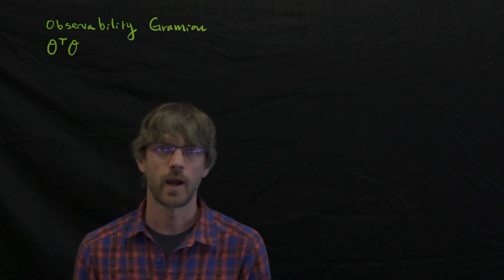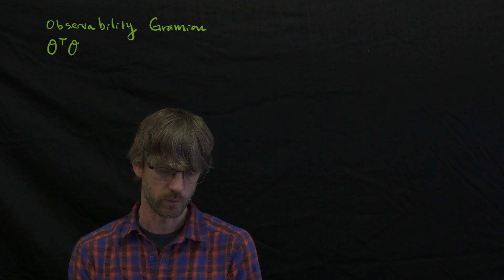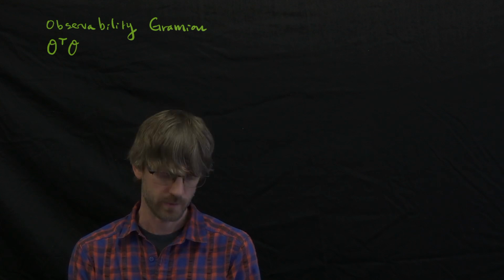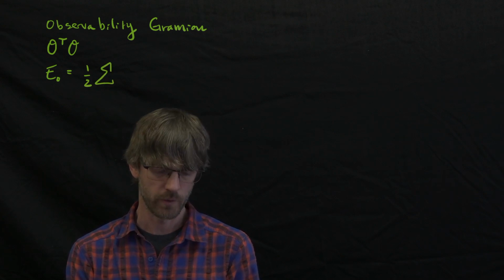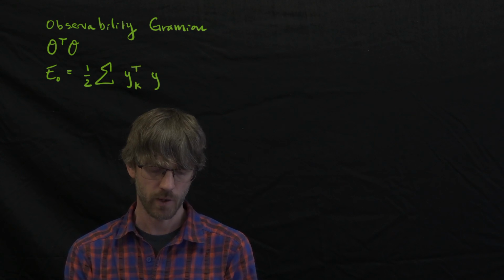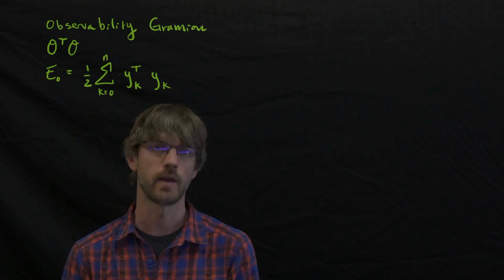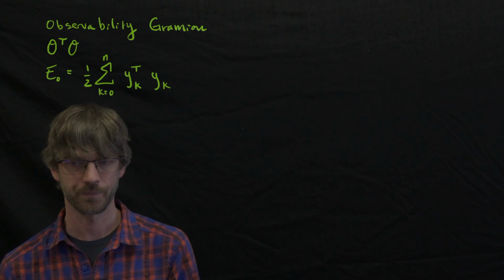So let's think about what our outputs are and write out some output energy function that's going to describe all of the outputs that we have access to. So we'll write out the output energy as 1/2, and we're going to do this in discrete time. So the sum of our measurements at each time step transpose times those measurements, and we'll go from k equals 0 to k equals n, some large window in time. Those are all the measurements that we're going to have access to.